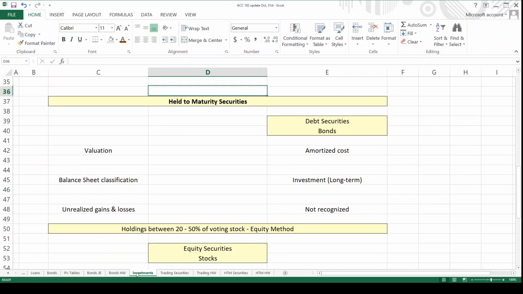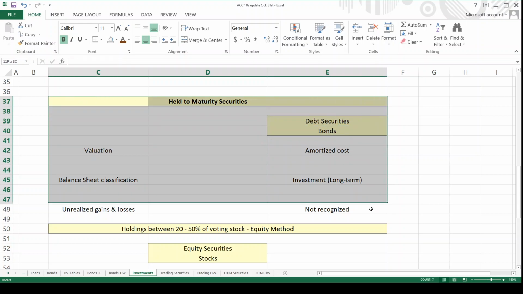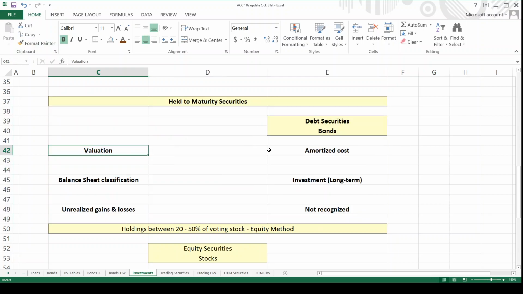So as such, what are we looking at? We are looking at this situation here. It's got to be a debt security because stocks don't have a maturity date, yeah? What's the valuation? Amortized cost. So we're going to be buying bonds at an amount greater than $1,000 or an amount less than $1,000. I'm going to amortize that premium or discount. The balance sheet classification is long-term. It'd be in the investment section.